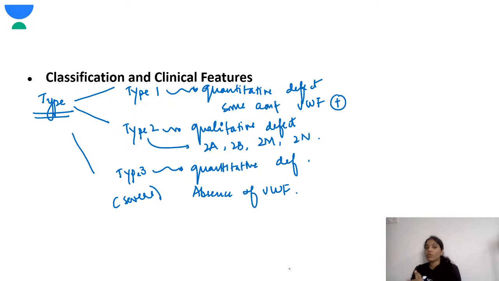There are three types: type 1, type 2 and type 3. Type 1 and type 3 are quantitative defects. In type 1, some amount of von Willebrand factor is absent, but there is still some activity. In type 3, there is complete absence of von Willebrand factor. In type 2, there is a qualitative defect, so the von Willebrand factor itself is abnormal, with defective multimerization. The configuration itself is affected. Type 2 has subtypes: 2A, 2B, 2M and 2N.